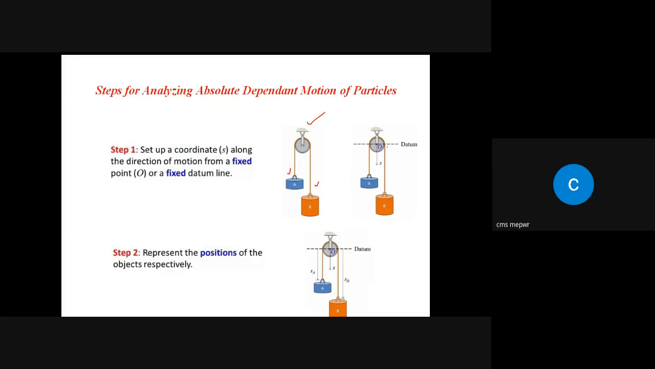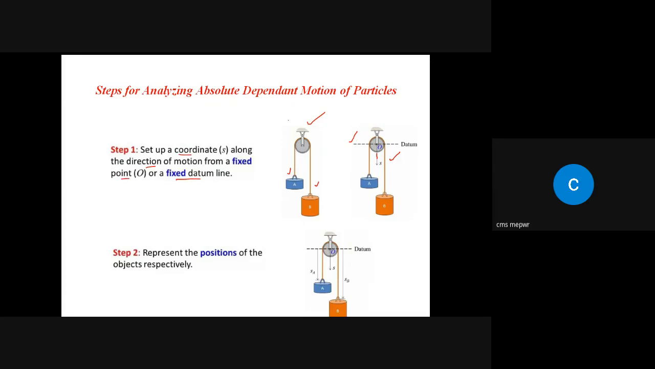So in this case, let's have our datum plane over here as shown, and we need to define our coordinates, meaning the positive distance and the negative distance. For that purpose, let's say this S is representing the positive displacement. So the first step is to set up a coordinate S along the direction of motion from a fixed point. This fixed point can be the origin, or it can be a fixed datum plane. In this case, we have a fixed datum plane.